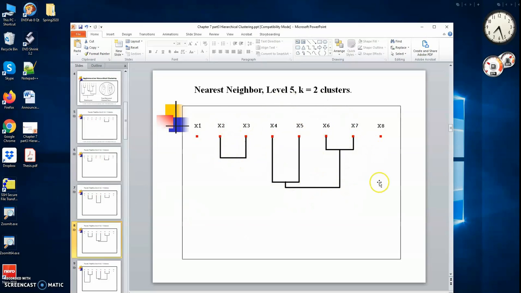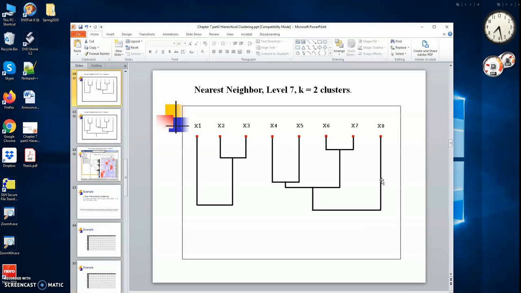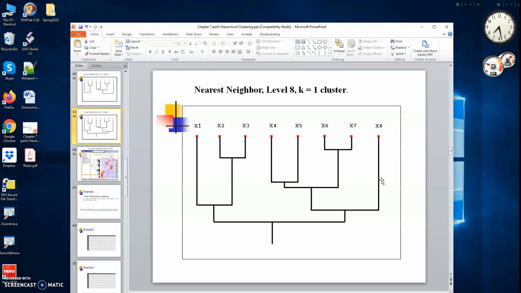Of course, x1 and x8, if we don't continue, are like 2 outliers. If we keep going, we will merge x1 with the cluster of x2 and x3, and then we will merge the other one as well. Finally, we group everything together, and that is the end of the hierarchical clustering.